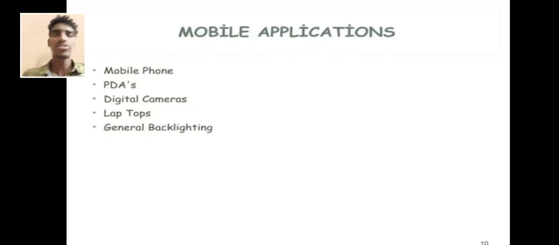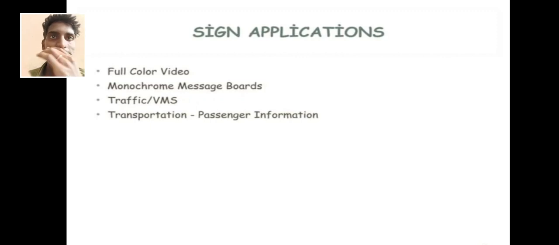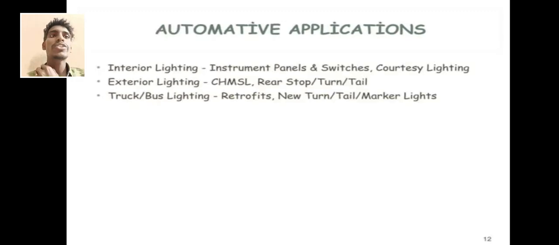Mobile applications: mobile phones, PDAs, digital cameras, laptops, general backlighting. Sign applications are used in full color video, monochrome message boards, traffic signals, transportation passenger information. And automotive applications are interior lighting, exterior lighting, truck and bus lighting, meaning instrument panels and switches.